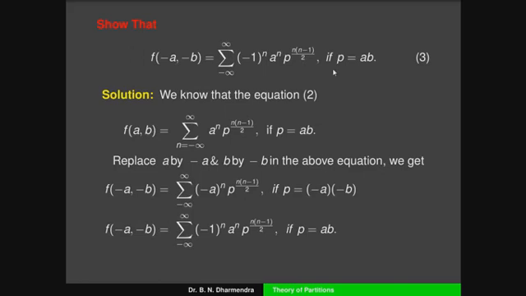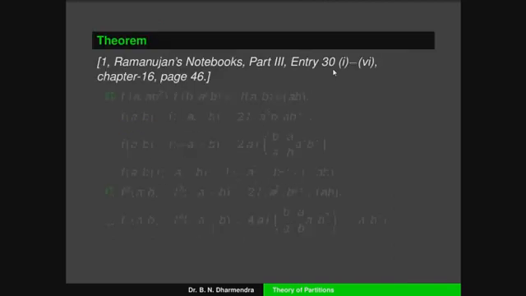Okay, we can move on to the next slide, that is Ramanujan's entry 30. We can call that an entry or a theorem.